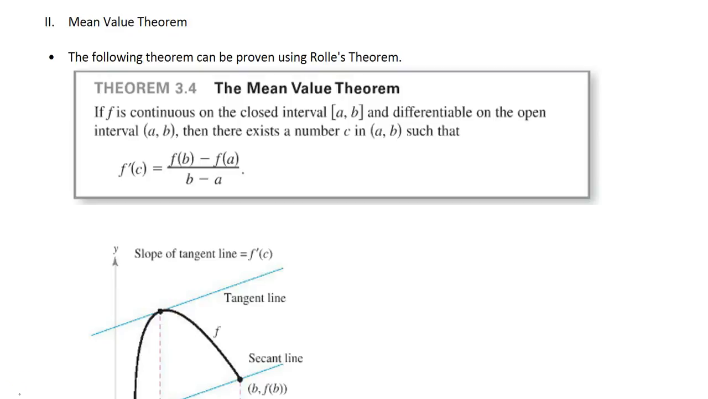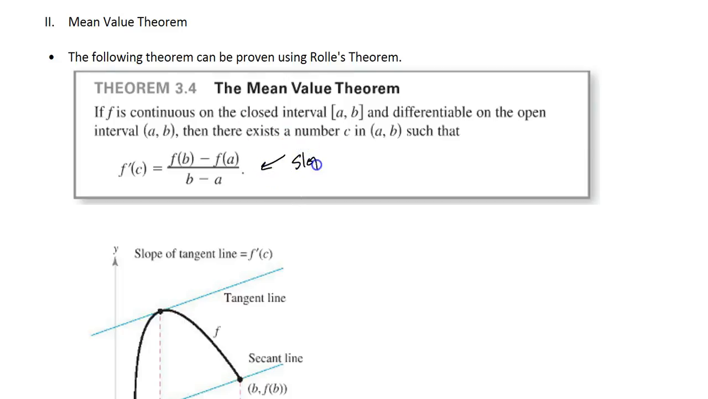Now, this next theorem is called the mean value theorem, and it is actually a direct result of Rolle's theorem. So this says that if f is continuous on the closed interval from a to b and differentiable on the open interval from a to b, then there exists a number c in the interval from a to b such that f prime of c is equal to f of b minus f of a divided by b minus a.